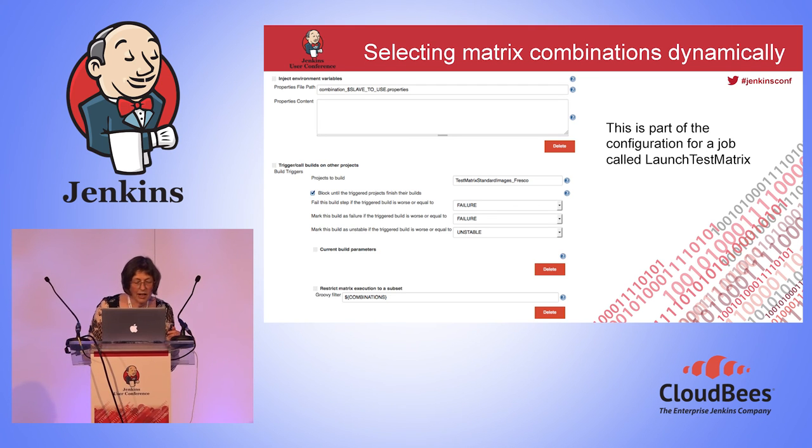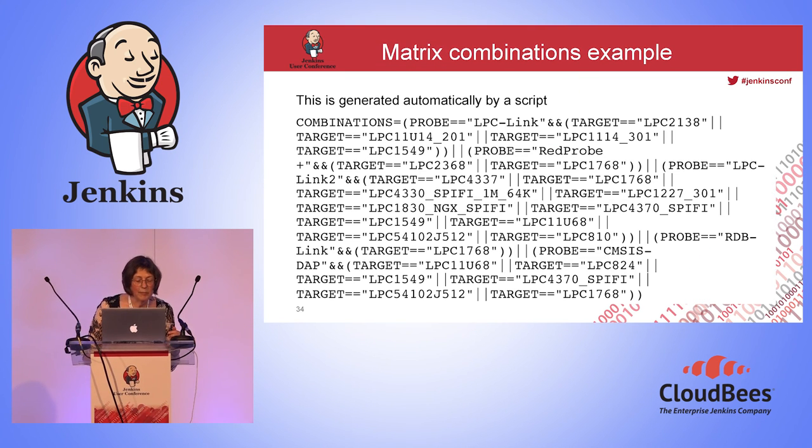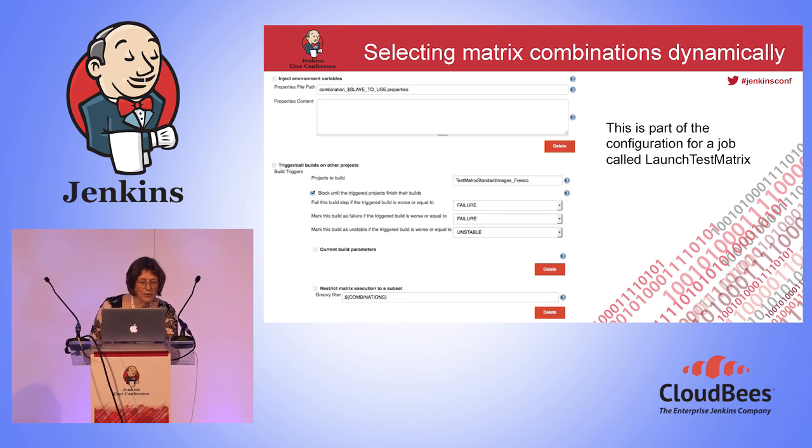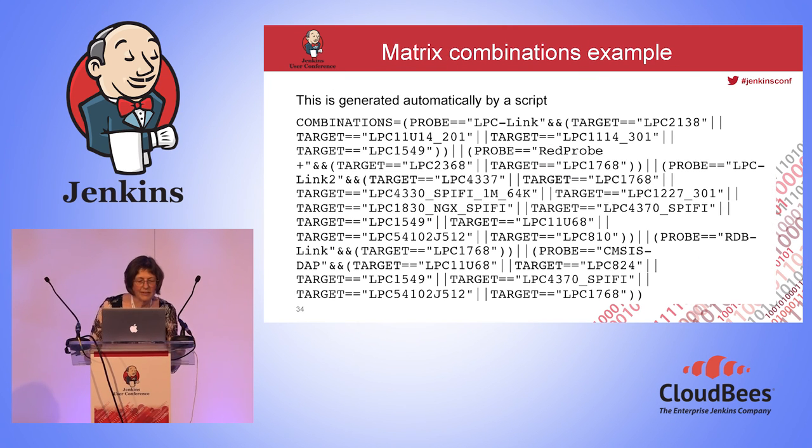And there's an example of why you don't want to do this by hand. This is the environment variable combinations, which I'll go back to, is actually used there, dollar combinations. And that's a typical example of what it looks like when you consider what's actually connected to the farm and translate that into an appropriate variable. This will then, the test matrix job has a matrix combinations parameter as one of its parameters.